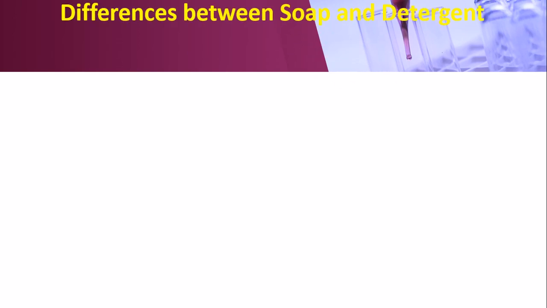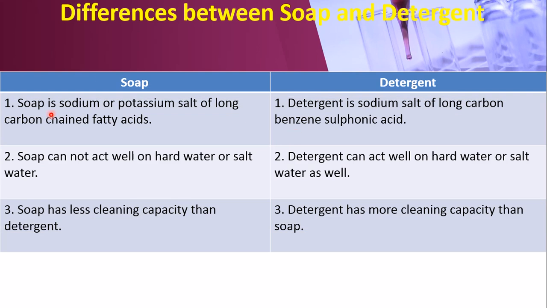Now, differences between soap and detergent. Soap is sodium or potassium salt of long carbon chained fatty acids. This is the definition of soap also. Detergent is sodium salt of long carbon benzene sulfonic acid. This is the definition of detergent.